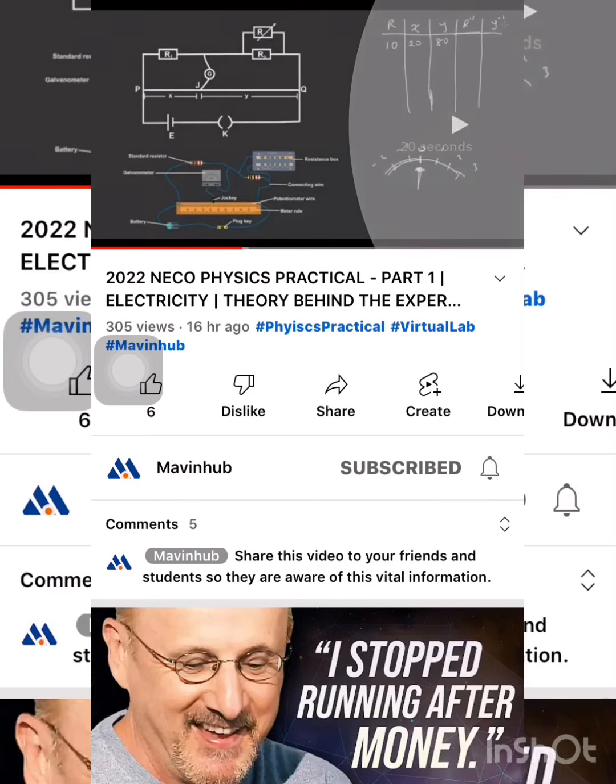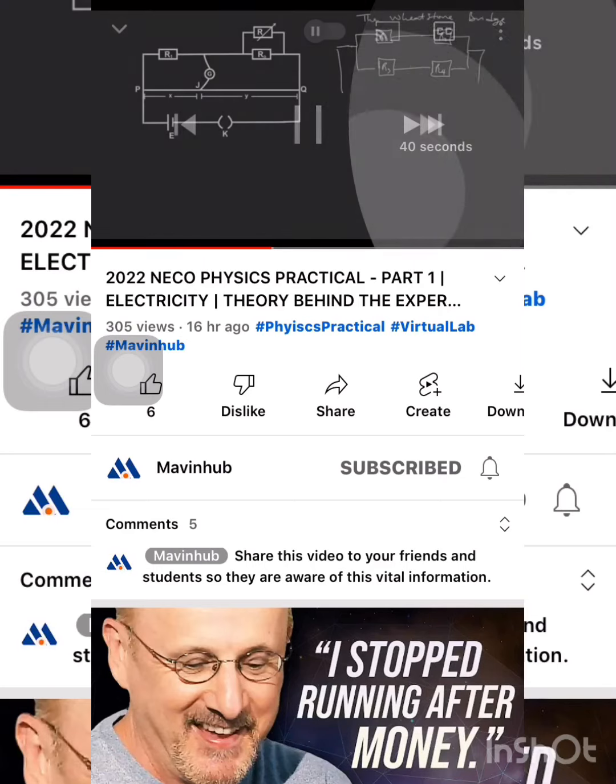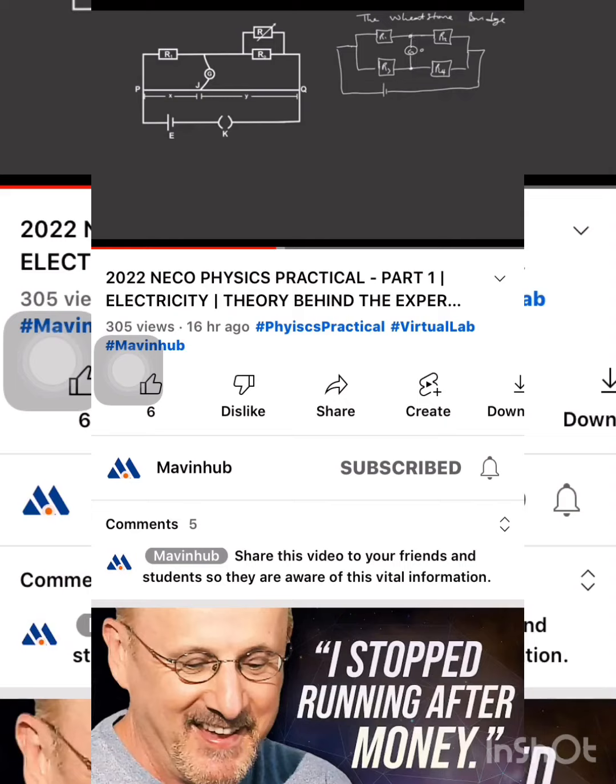The next is the jockey key along the Wheatstone bridge. If the potential difference is 0, in other words, if there is no difference in the voltage between these two points, if they are the same, there won't be any flow of current. And there's no flow of current along this path. The reading here will be 0. If this is the case, the Wheatstone bridge principle states that if you have the setup, R1 over R2 will be equal to R3 over R4.